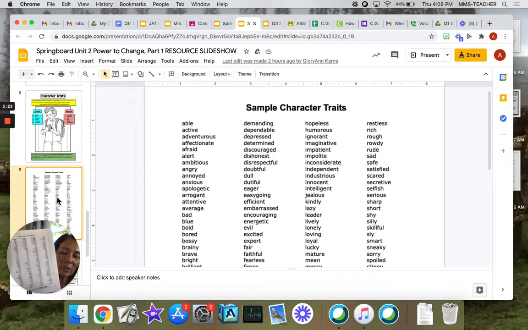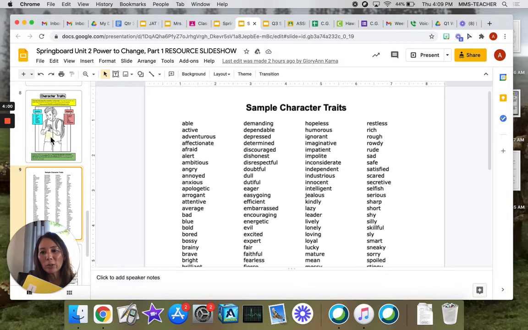This is a list of sample character traits. Now, of course, this is not a complete list. There's many more character traits, but this is just a sample list of some character traits. So let me read some to you. Able, active, adventurous, affectionate, demanding, dependable, depressed, determined, hopeless, humorous, ignorant, imaginative, impatient, restless, rich, rough, rowdy, rude, sad, safe.